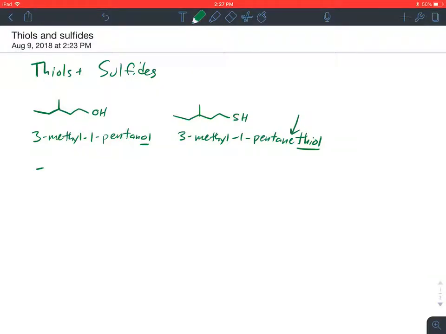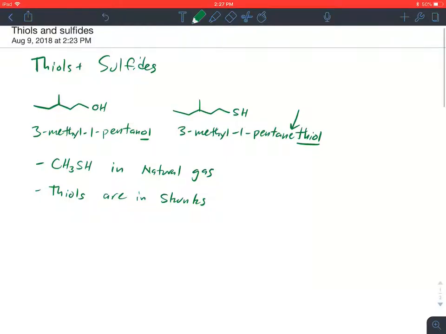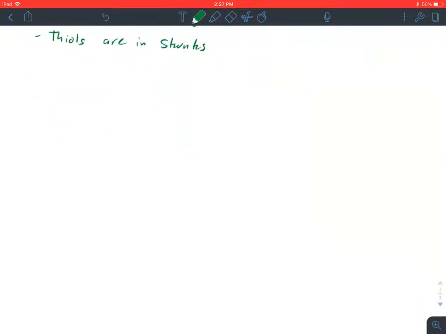Some interesting things about thiols. Methanethiol is in natural gas. And thiols come out of skunks when they get excited. So we've all probably smelled thiols before, and they really don't have a very nice smell to them. But that is some of the physical properties of thiols.